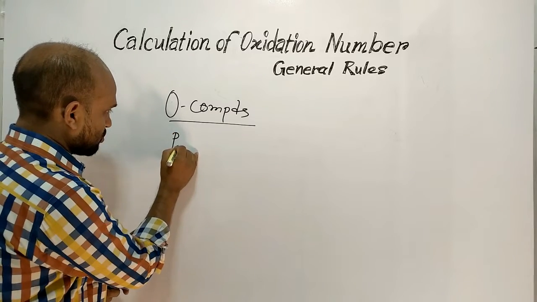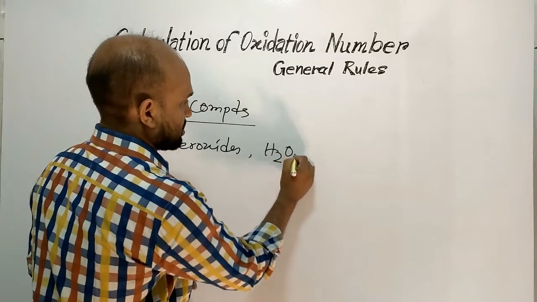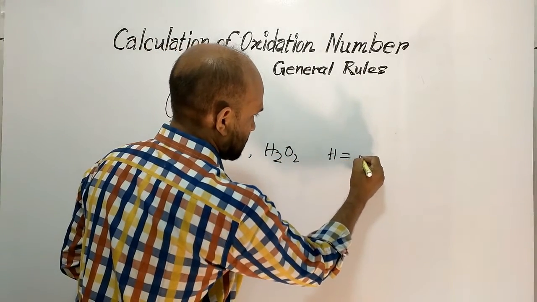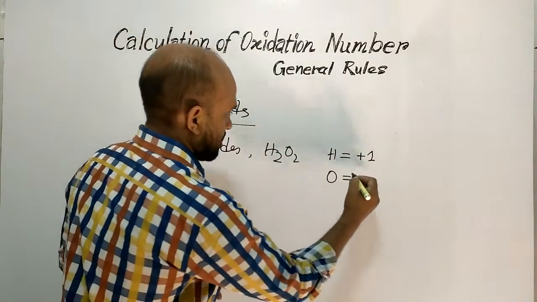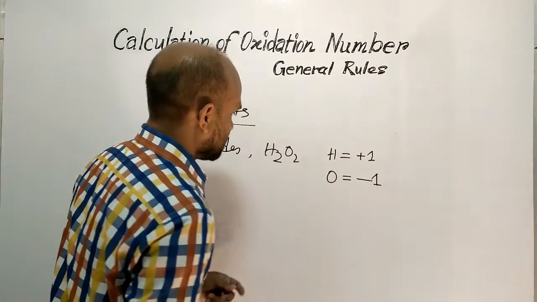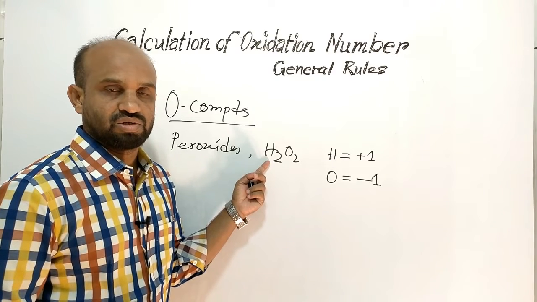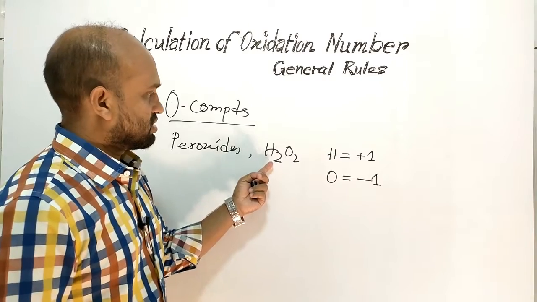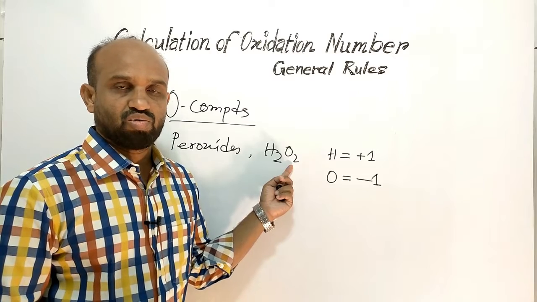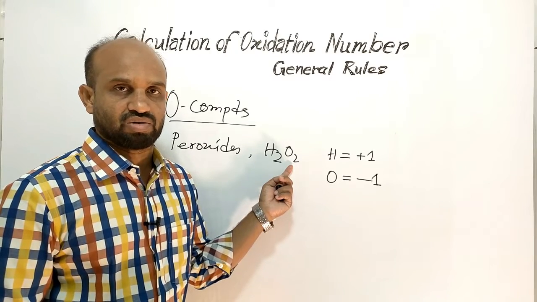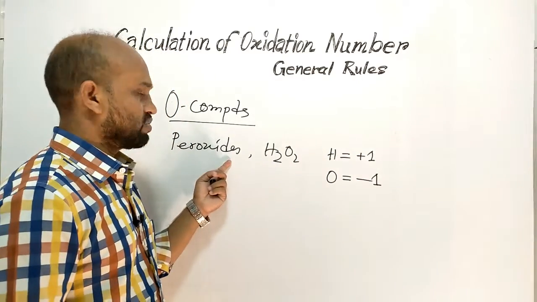First of all, let's see about peroxide. Here, hydrogen peroxide: the oxidation number of hydrogen is +1 and oxygen is -1, because two hydrogen atoms donated 2 electrons, and these 2 electrons are accepted by 2 oxygen atoms. So one oxygen atom accepted 1 electron. So the oxidation number of oxygen will be -1 in peroxide.